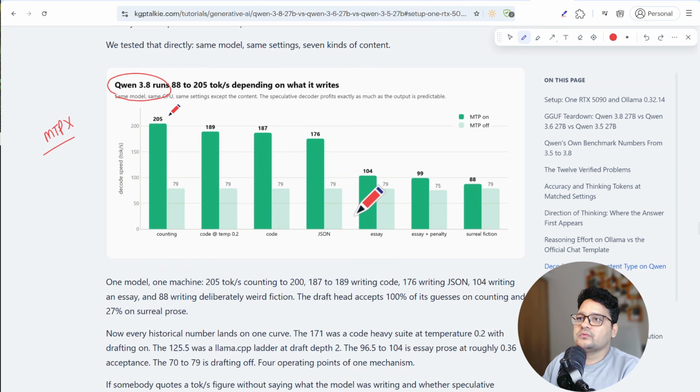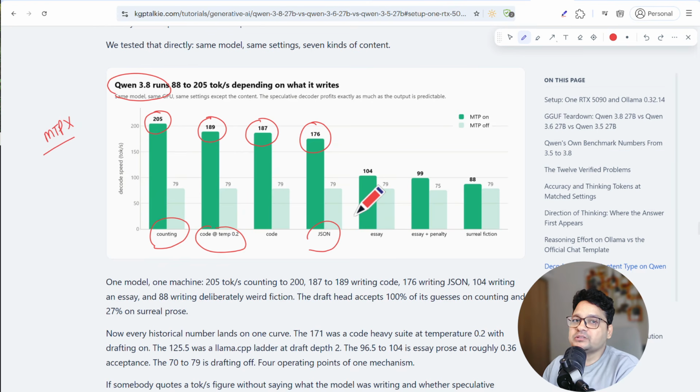When I enable the MTP, I get 205 tokens per second when I give it a task of counting only. This is a very simple task. And when I gave a task related to code with temperature 0.2, I got around 190, and similarly with temperature 0 for coding, I got 190 tokens per second. And for JSON data generation, I got 176. But as I move ahead to different problem statements where the output is not that predictive, the token generation speed decreases.